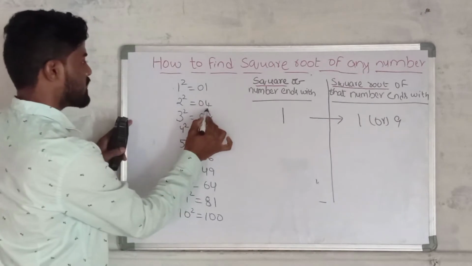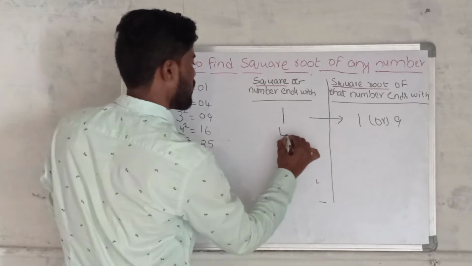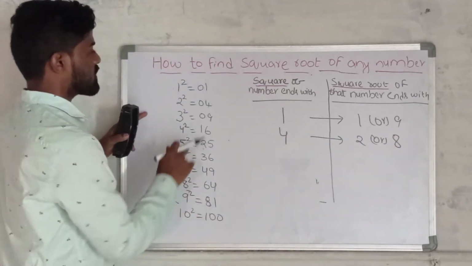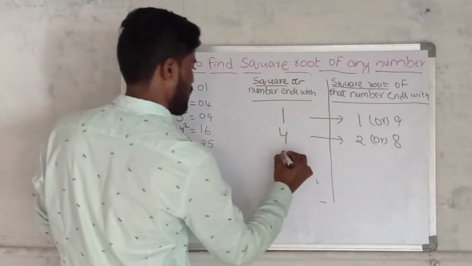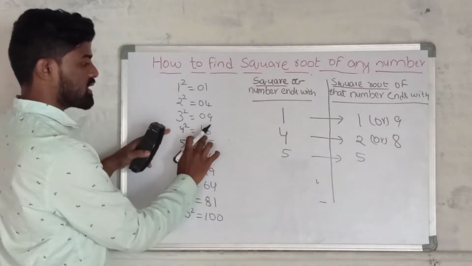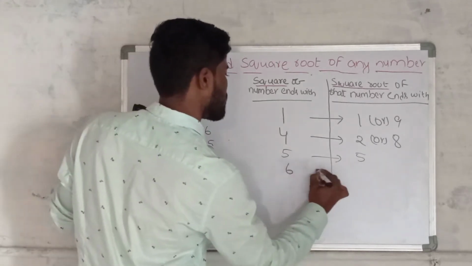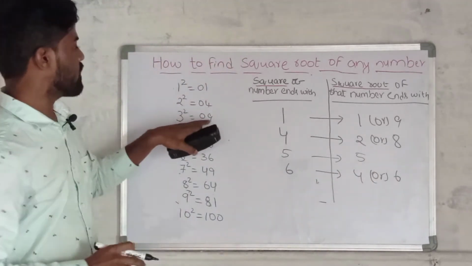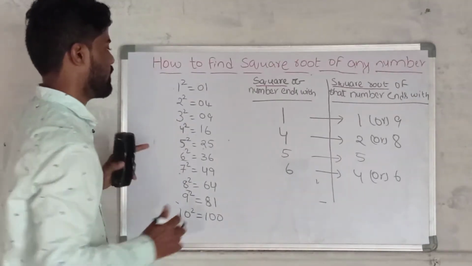If the square of a number ends with 4, the square root of that number ends with 2 or 8. If the square of a number ends with 5, the square root of that number ends with 5 only. If the square of a number ends with 6, the square root ends with either 4 or 6. If the square of a number ends with 9, the square root ends with either 3 or 7.